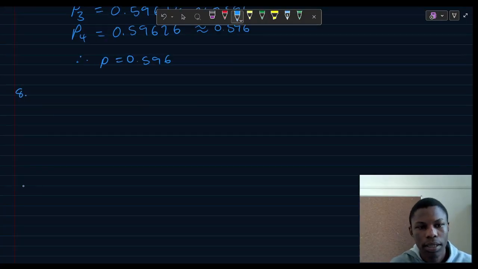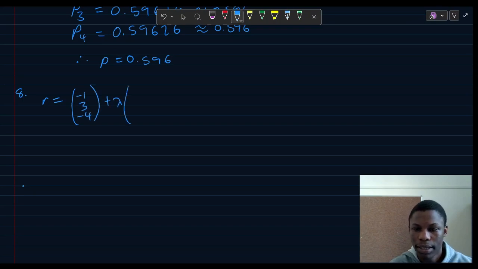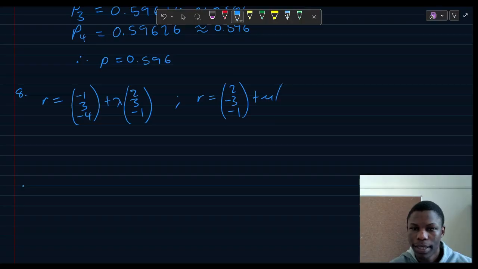Number 8, we're given that two lines have equations r is equal to (-1, 3, -4) plus lambda times (2, 3, -1), and r is equal to (2, -3, -1) plus mu times (-1, -2, 1). Part A says, show that the lines are skew.